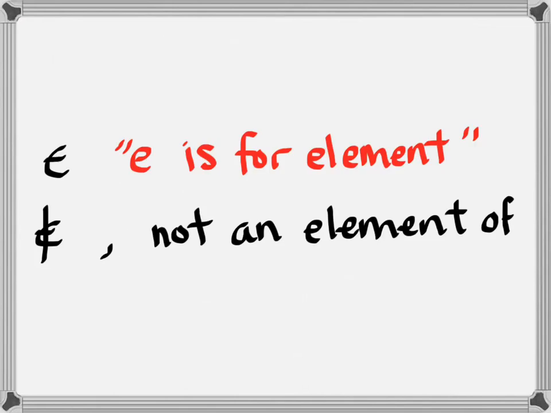It'll be important to remember that this is the symbol for an element, and an easy way to do that is that since the symbol looks like an E, you can think that E is for element. Secondly, the bar going through the element sign, it's easy to remember that that means not an element of, because we've already seen this with equality signs in college algebra or high school algebra.